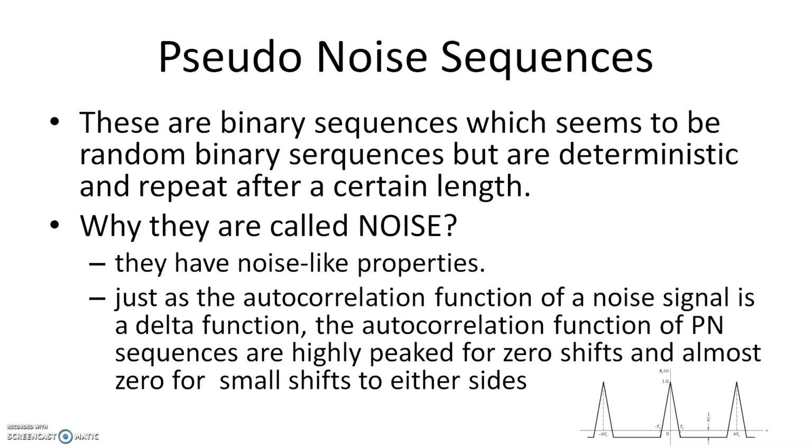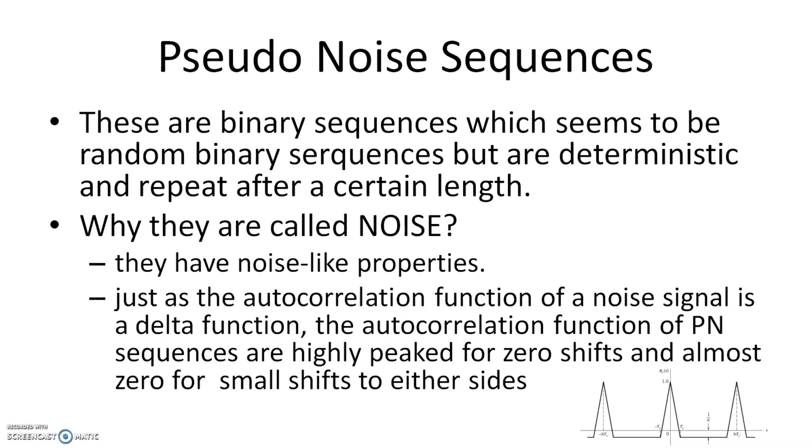See, noise signals are usually random. So we cannot predict what will be the value of the next sample in the case of a noise signal. But a pseudo noise sequence repeats after a particular interval. That is the reason why it is called pseudo noise. It has the properties of noise, but it is periodic in nature. So let us see pseudo noise sequences. They are binary sequences. They seem to be random binary sequences, but are deterministic and repeat after a certain length.